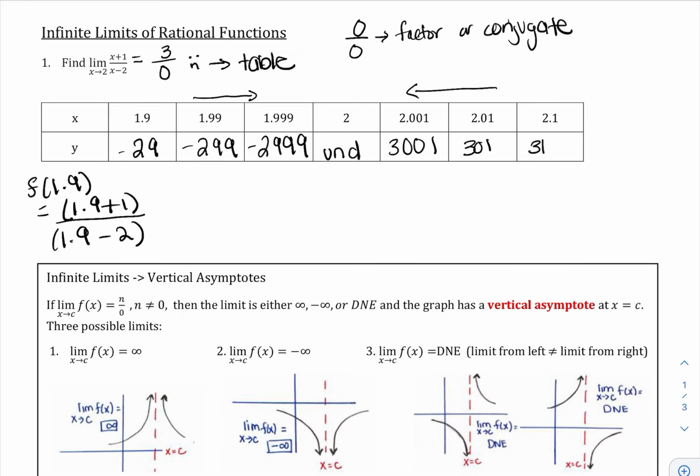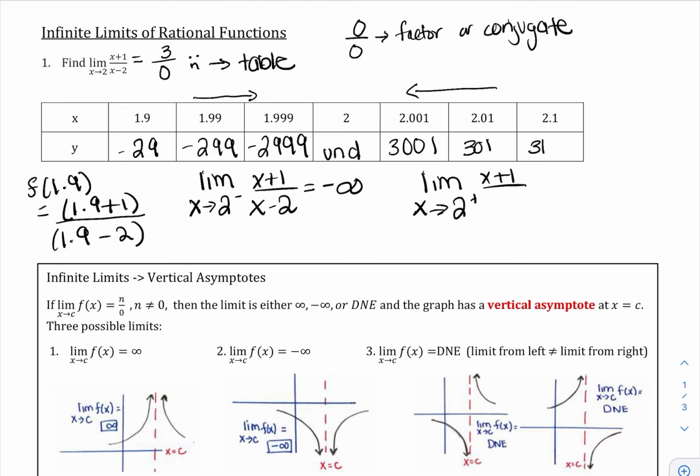So what's happening here is I'm going to write the two limits, the one from the left and the one from the right. The limit as x approaches 2 from the left of (x plus 1) over (x minus 2) is equal to, well, my numbers are getting extremely small. The next one would be negative 29,999. So it's decreasing really fast, so the limit is going to be negative infinity. And the limit as x approaches 2 from the right of (x plus 1) over (x minus 2) is going to be positive infinity because the values are getting very large very quickly.